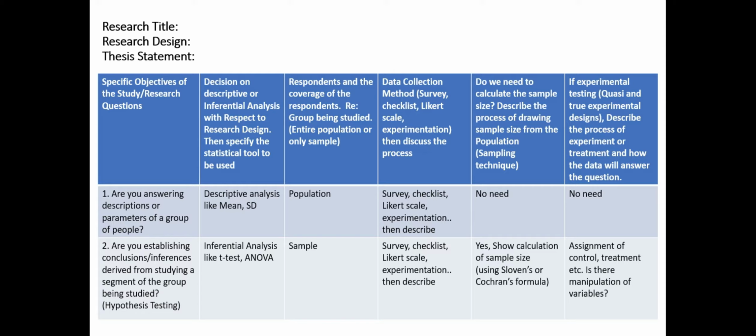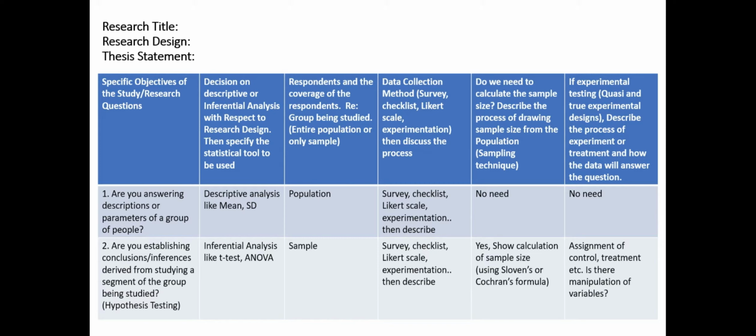On the second column, you need to identify whether you will be using a descriptive statistics or an inferential statistics for that, and specify what statistical tool you will be using. The third column, here, you will be filling out what will your respondents be, and the coverage of your respondents. For example, if they are students from where, and if you're going to test the entire group or the entire population, or you will be getting only a sample.